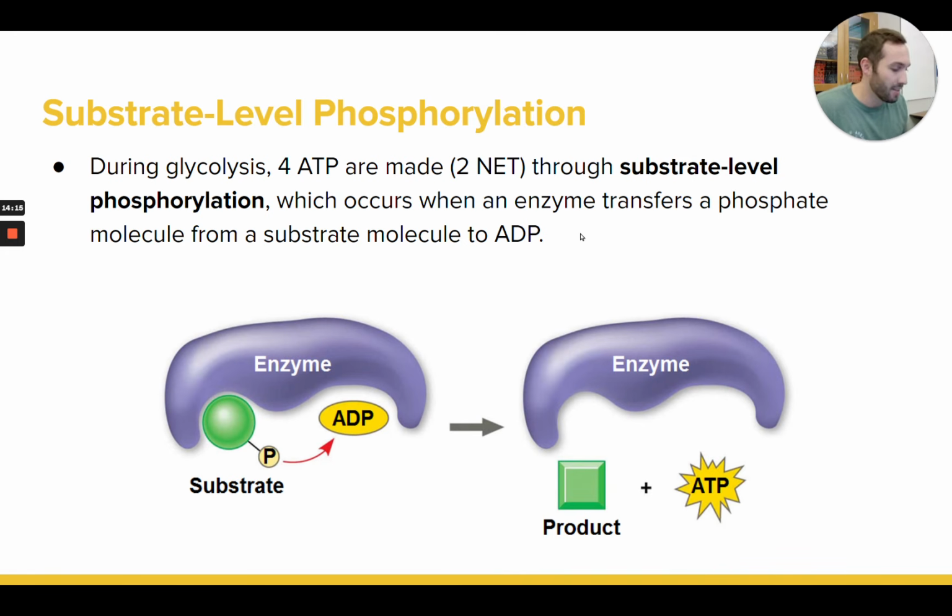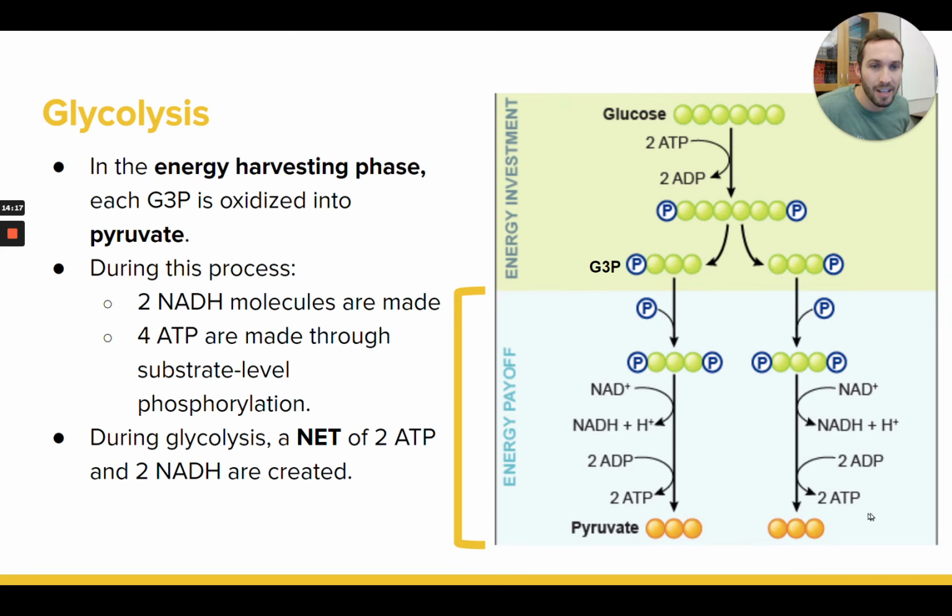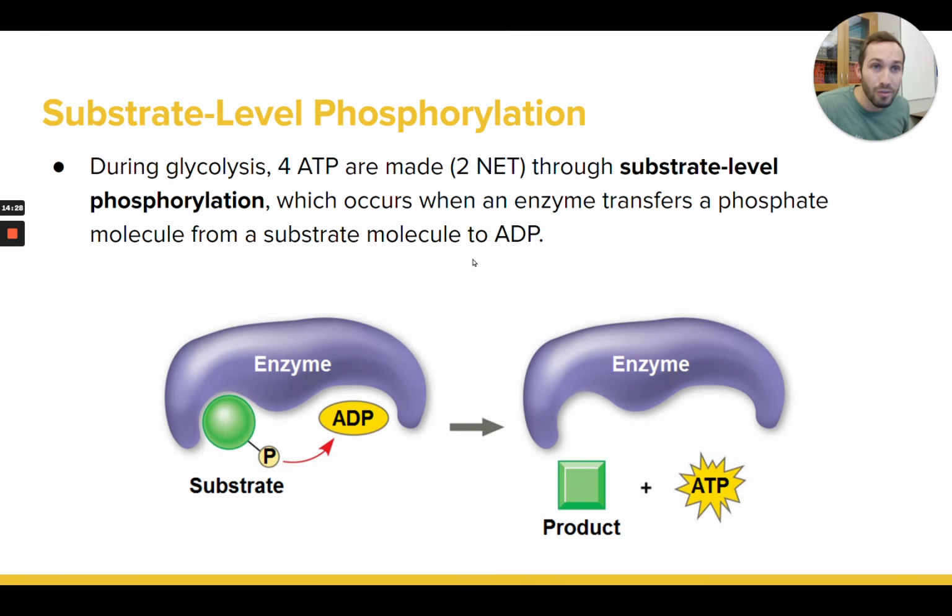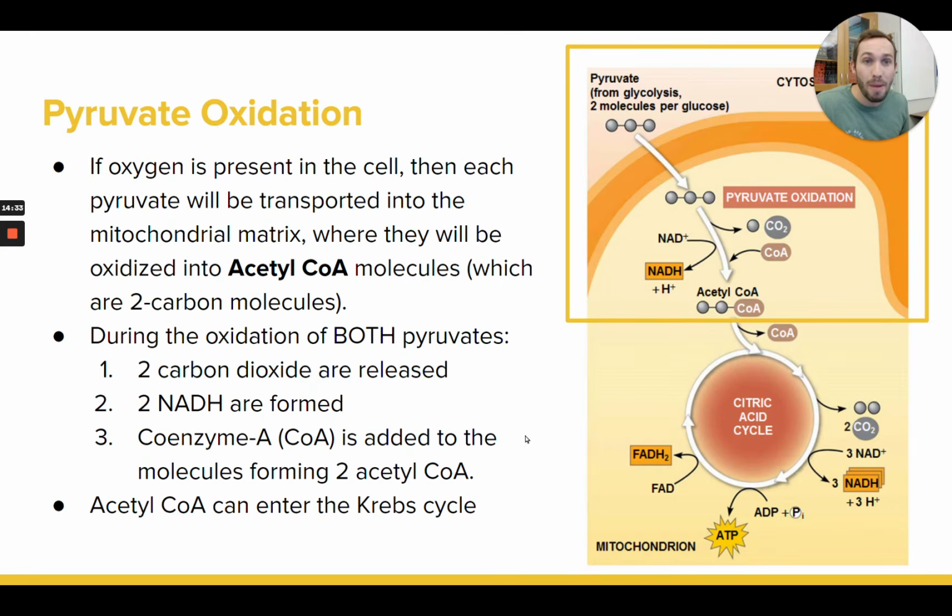So that's called substrate level phosphorylation. You can just memorize that that's how this ATP was made. Hopefully that kind of makes sense. There's an enzyme basically taking the phosphate from this guy and giving it to ADP, and then another enzyme taking the phosphate from this guy and giving it to the other ATP. It's called substrate level phosphorylation. That's how we made that ATP. But anyway, now we move on to pyruvate oxidation.